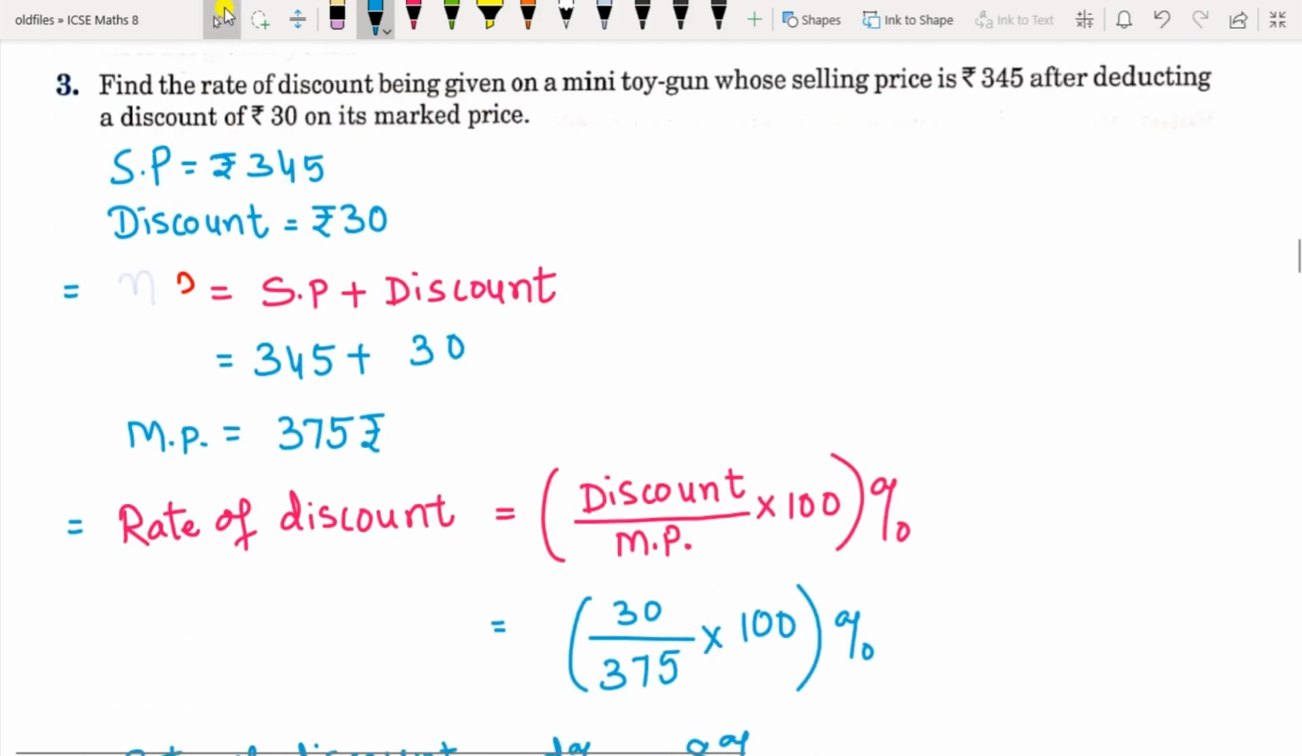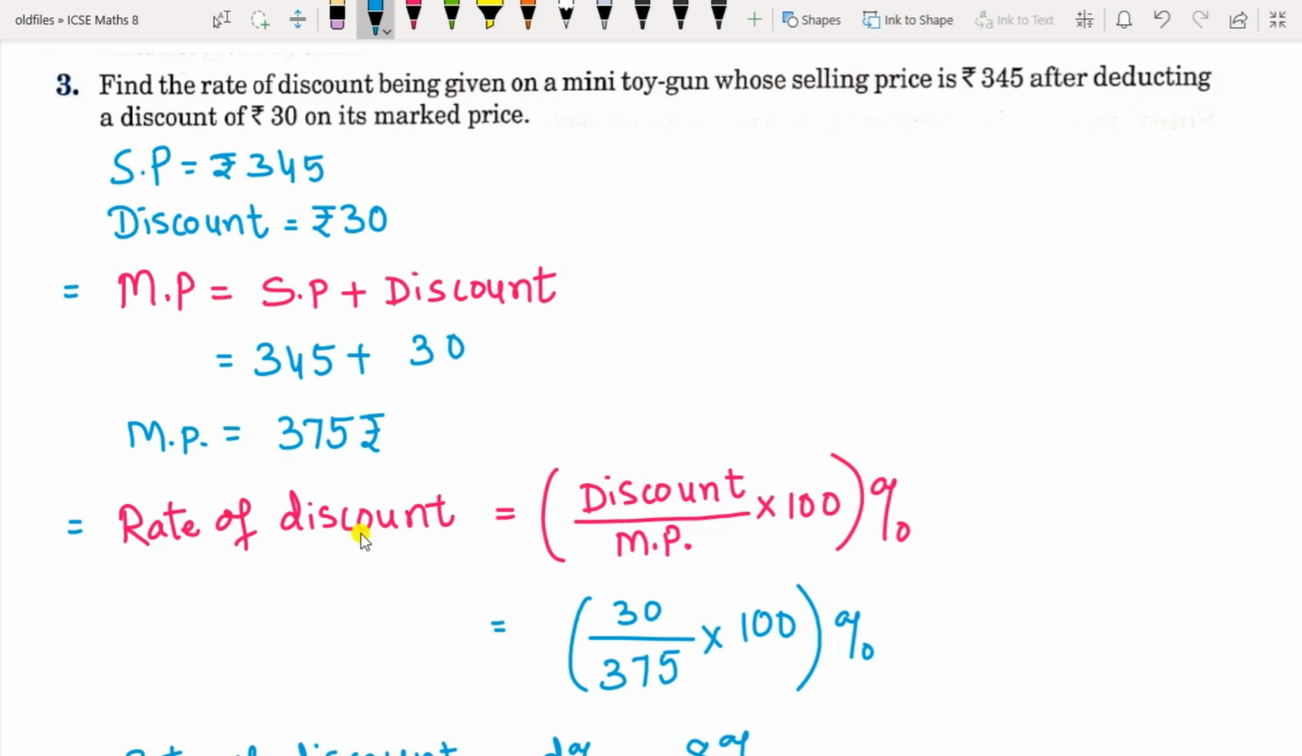Question 3 here is: find the rate of discount being given on a mini toy gun whose selling price is 345 after deducting a discount of 30 rupees on the mark price. So here the selling price of the mini toy gun is 345. Discount on it is given as 30 rupees. Okay, so the mark price was SP plus discount, that is 375 rupees.